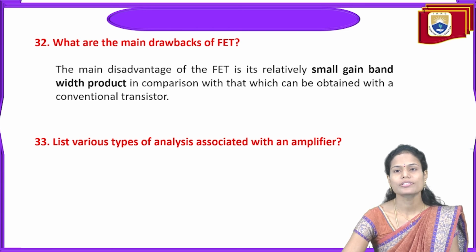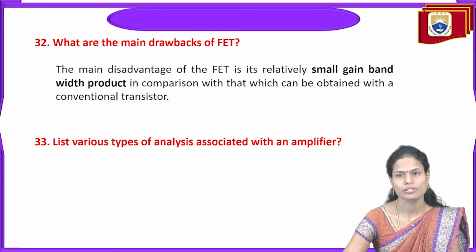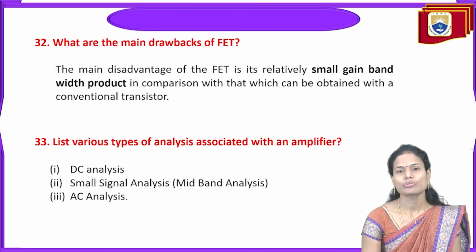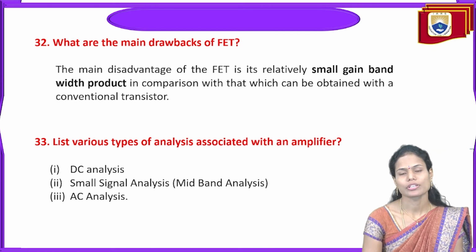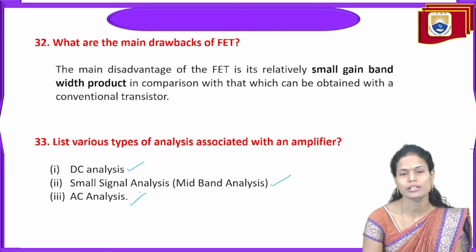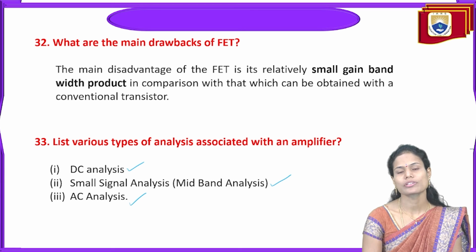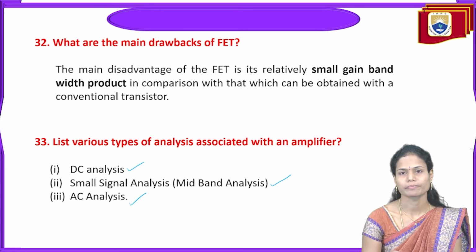And next, list the various types of analyses associated with an amplifier circuit. If you take any particular amplifier circuit, we can perform the DC analysis, small signal analysis as well as AC analysis. While performing the DC analysis, we are not taking any AC signals into consideration. Similarly, when we are doing the AC analysis, we short circuit all the DC supplies as well as capacitors in the circuit.